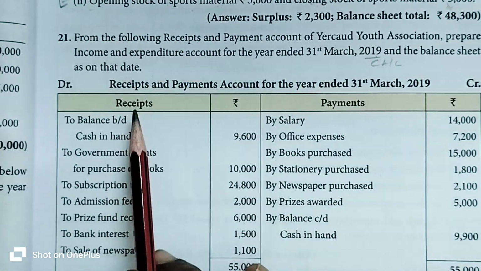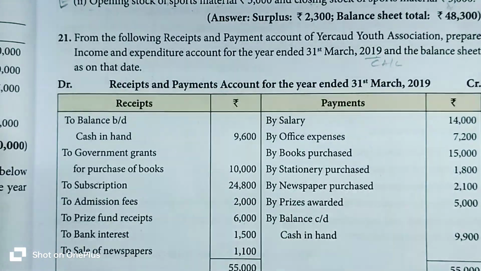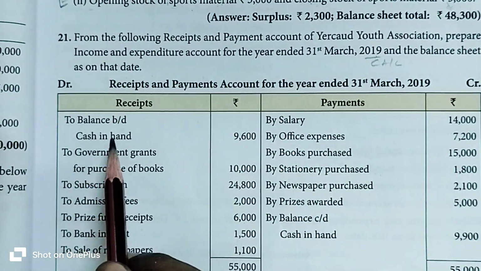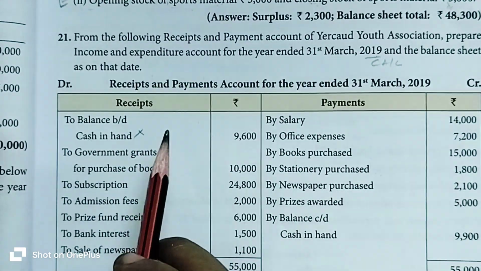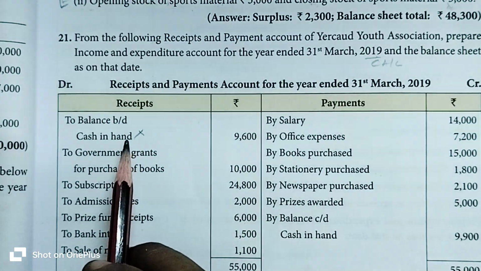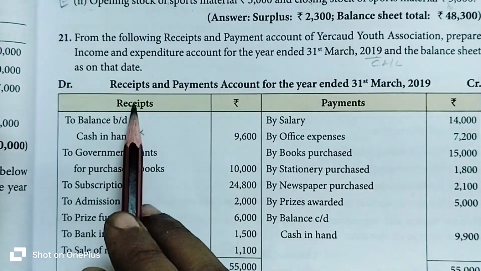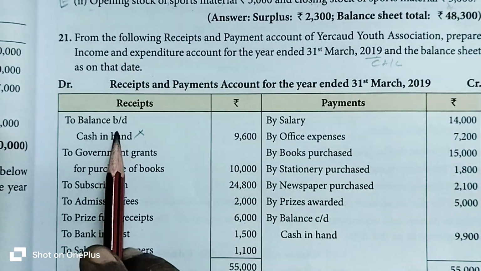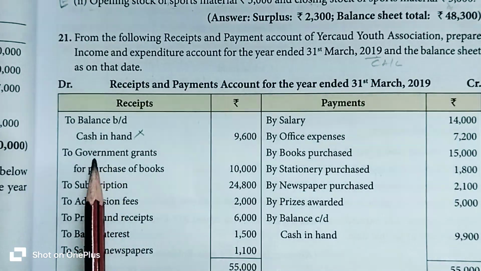Okay. So, on the receipt side, we have to consider the income items. On the payment side, we have to consider the expenditure items. Okay. So, cash in hand will not appear in the income and expenditure account. Only revenue receipts and revenue payments appear there, because cash in hand is a receipt item. So, only cash transaction and bank transaction related items will appear on the receipt and payment account.